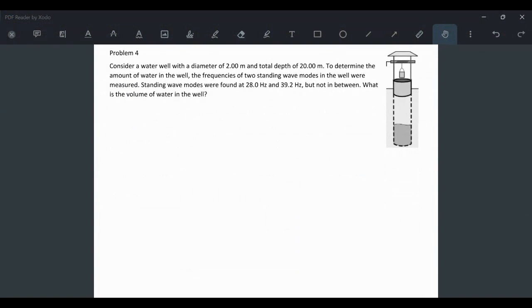So problem 4 says consider a water well with diameter of 2 meters and a total depth of 20 meters. Let's label this, at least temporarily, in variables. We'll use capital D for depth, and for the diameter, we have this handy drawing on the right-hand side, lowercase d. To determine the amount of water in the well, the frequencies of 2 standing wave modes in the well were measured. Standing wave modes were found at 28 and 39.2 hertz, but not in between. What is the volume of water in the well?